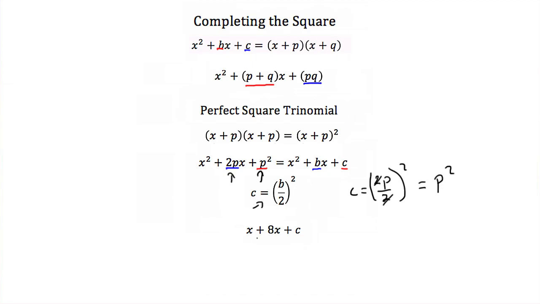So here, if I have x squared plus 8x plus c, and this was a perfect square trinomial, what would c equal? Well, we can plug that into this equation again. We'd have c is equal to b over 2 squared. Well, our b is 8, so we'd have 8 over 2 squared. And 8 over 2 is 4, so this would be 4 squared, or 16. So our equation then would be x squared plus 8x plus 16.